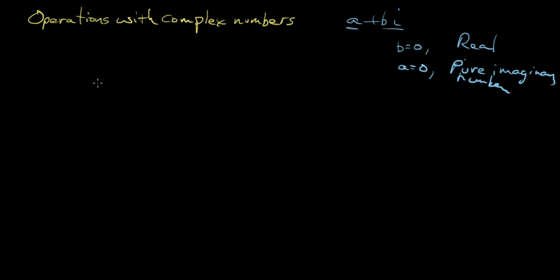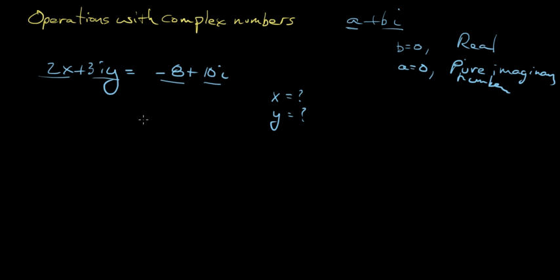Now we're going to find x and y so that 2x plus 3iy is equal to negative 8 plus 10i. So x and y are equal to what? Well, this is really simple. All you have to do is make this part and this part equal, and this part and this part equal. So 2x is equal to negative 8. You divide both sides by 2 and you get x equal to negative 4.